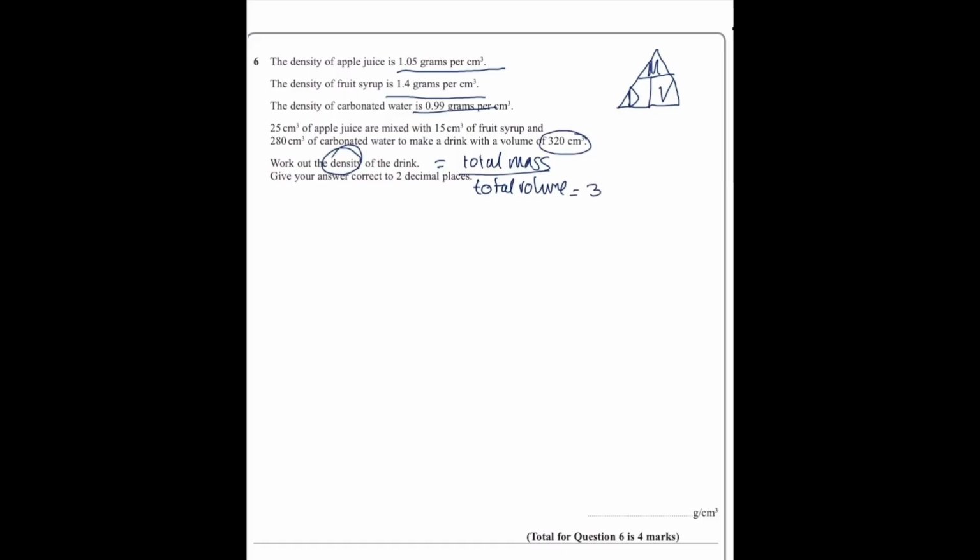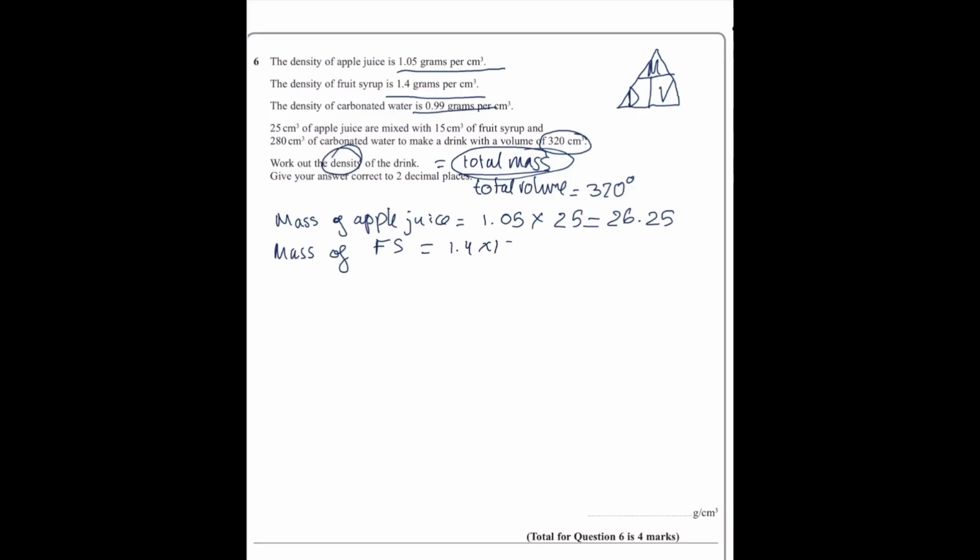we've been given below. So for example, with the apple juice, we've been given that the density is 1.05 and the volume is 25. So we can simply multiply those together to get the mass, and we do the same thing for the fruit syrup and the carbonated water. So now that we've got each individual mass, we can add them up together to get the total mass.